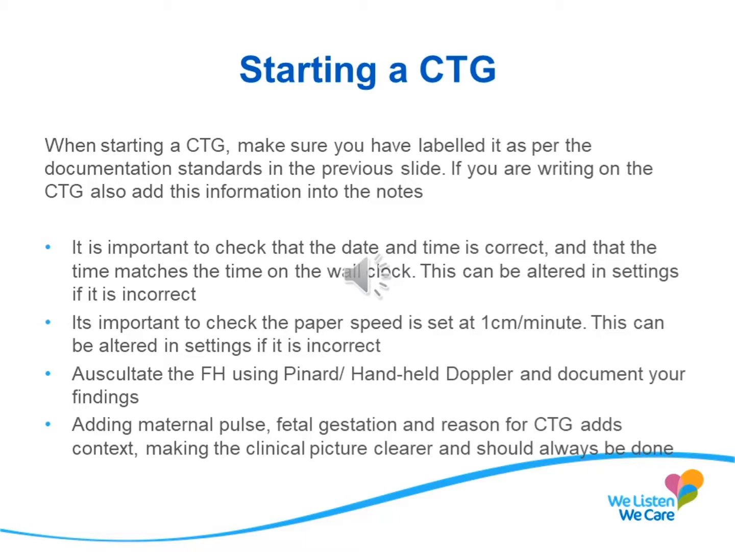You can alter the time on the machine in the settings if it's incorrect. It's also important to check that the paper speed is set up at 1 centimetre a minute. Again, you can alter this if it's not correct before you start the recording. Make sure that you auscultate the fetal heart using a Pinard or a handheld Doppler rather than the CTG transducer before you start your trace. Again, make sure that you document that you've done this in the clinical notes.